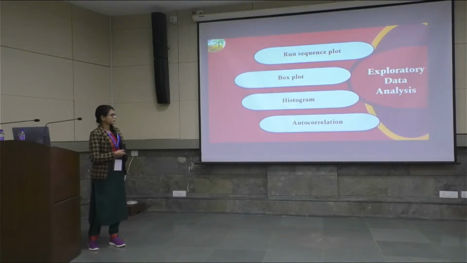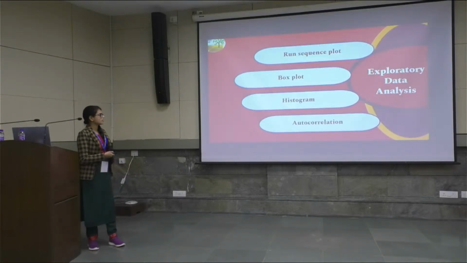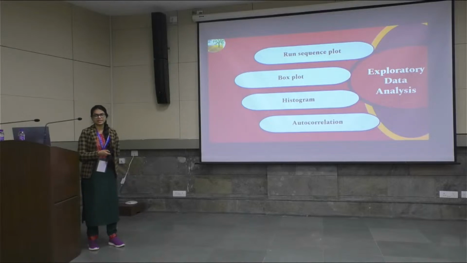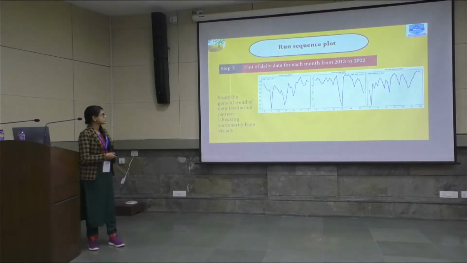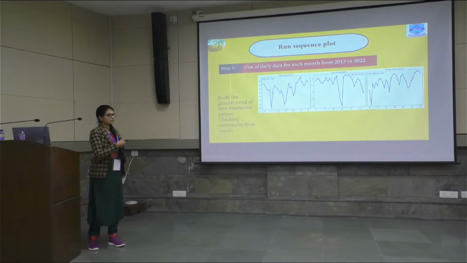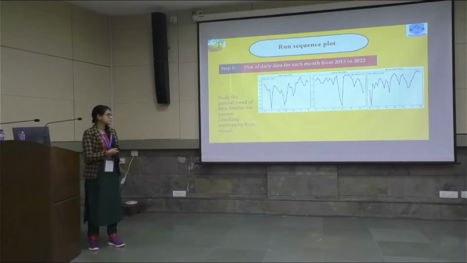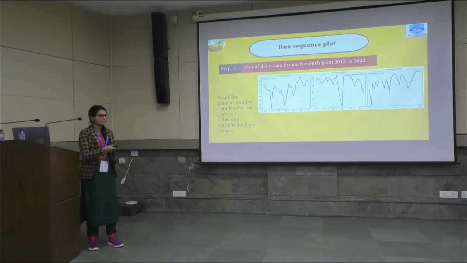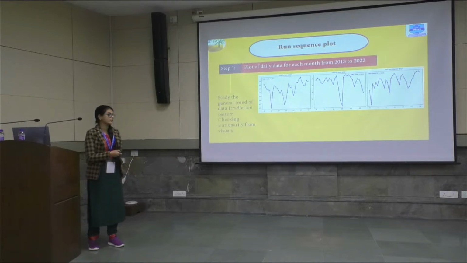So we have gone through this approach, which is very basic exploratory data analysis: the run sequence plot, box plot, histogram, and autocorrelation. Here we found from the run sequence plot of almost 10 years, so it was almost 120 graphs which we analyzed for every part of the analysis. From here we concluded that there was no stationarity in our graph. To see the general trend, we did this, and we concluded that there is no stationarity.